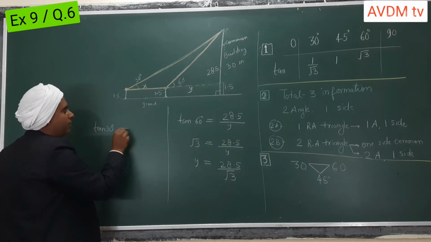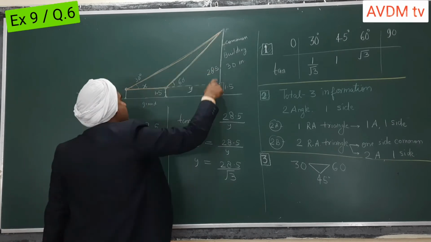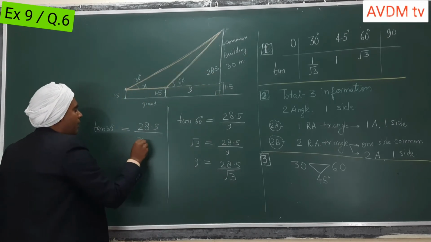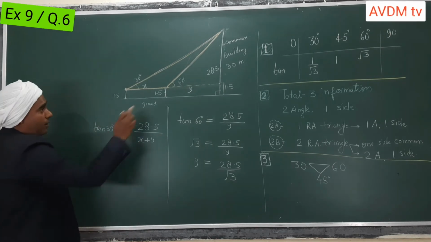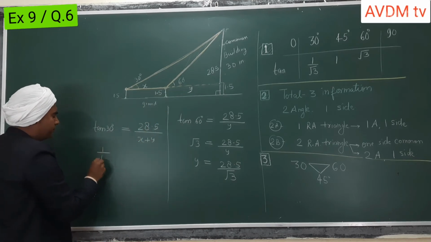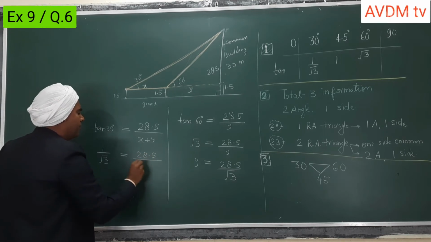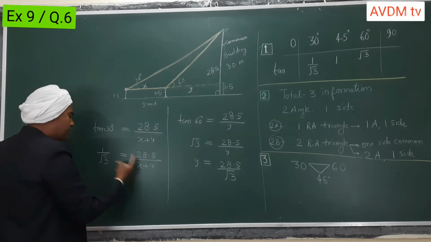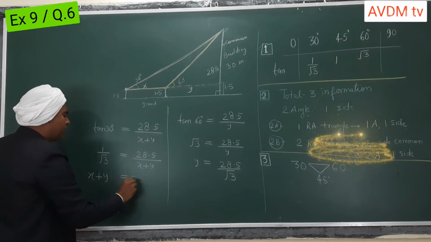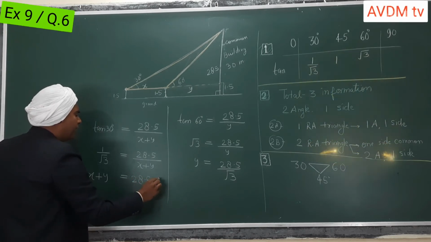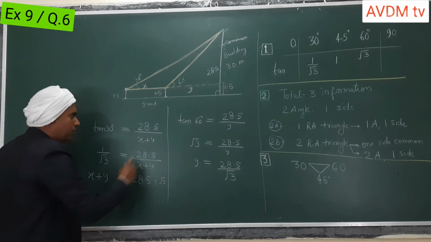So tan 30 is equal to again 28.5 upon this whole length, x plus y. So 2 variables and 2 equations. Tan 30, you know the value, 1 upon root 3, is equal to 28.5 upon x plus y. So x plus y is equal to 28.5 into root 3.